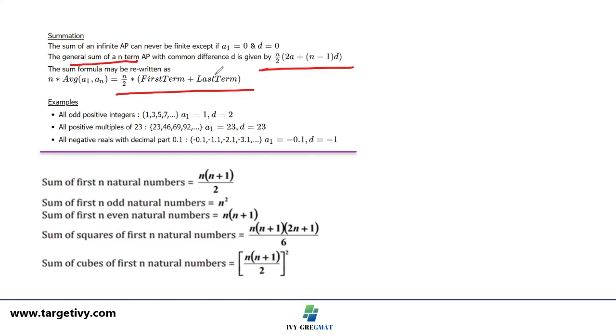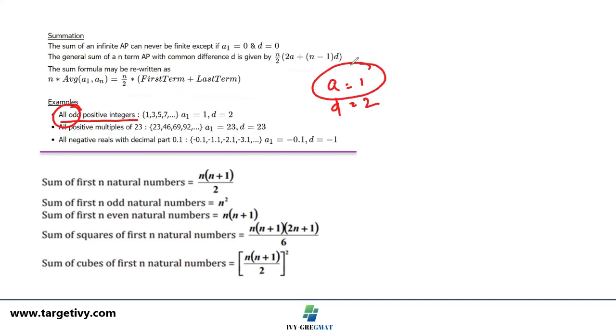We will be coming across questions where we'll be given all odd positive numbers. So obviously our a will become 1 and d will become 2. Reason being, in the sum of all odd positive numbers, the first positive number is 1. The next number is 3, followed by 5, followed by 7. So I have to remember one thing: a is equal to 1 and d is equal to 3 minus 1, which is equal to 2.